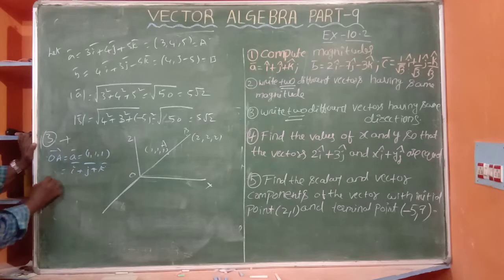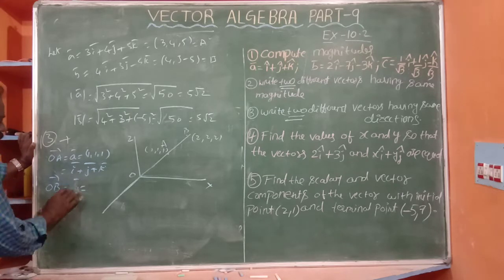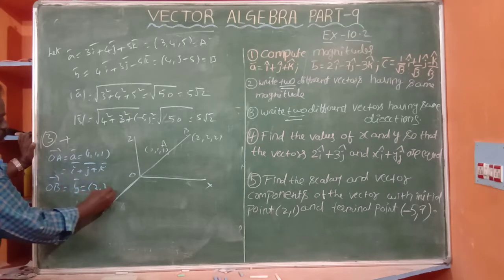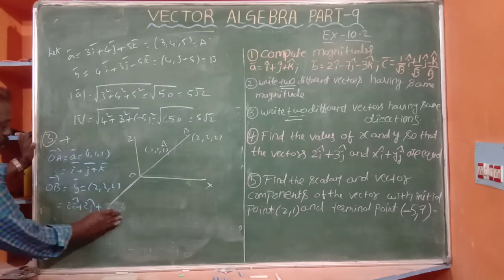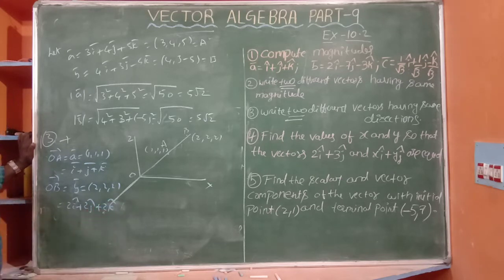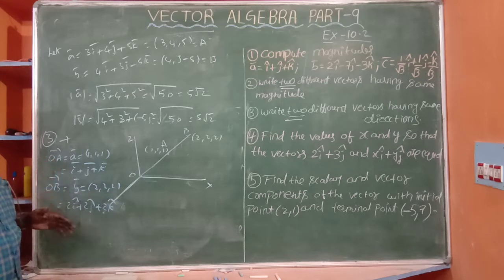And B bar is 2 comma 2 comma 2, which means it is 2i plus 2j plus 2k. Will you agree? By seeing, they are different. Actually they are different. A, B are two different points.